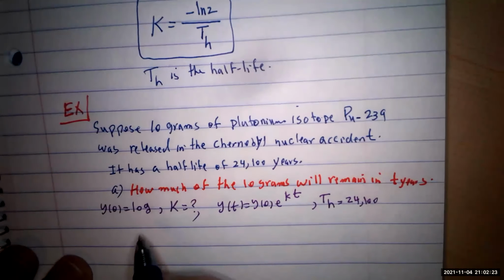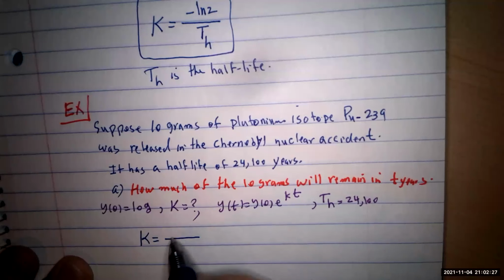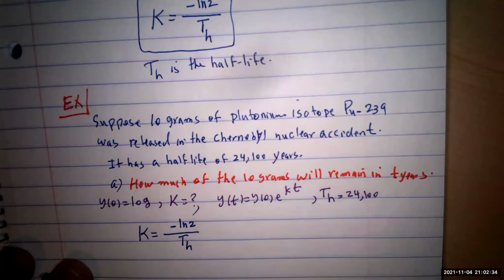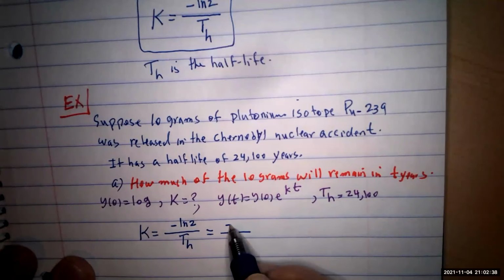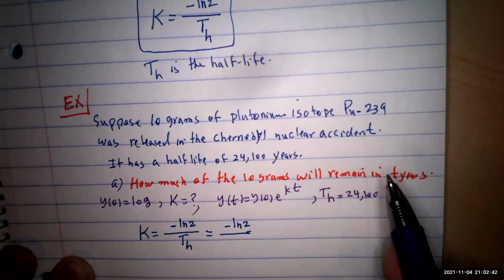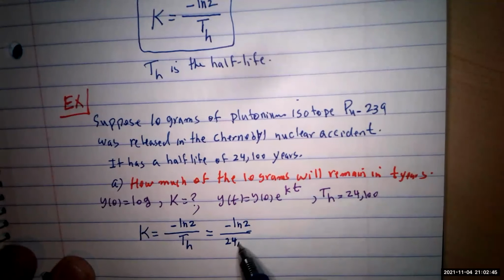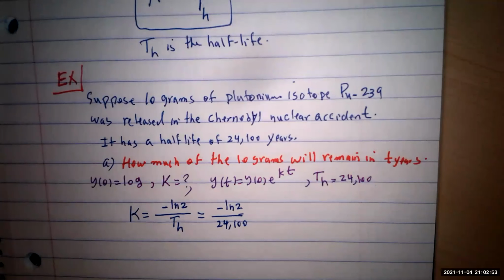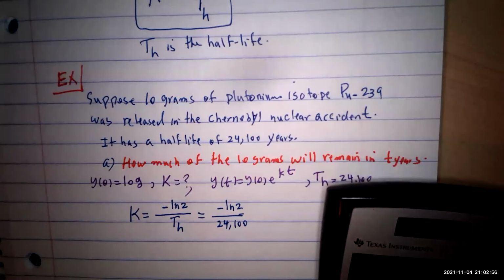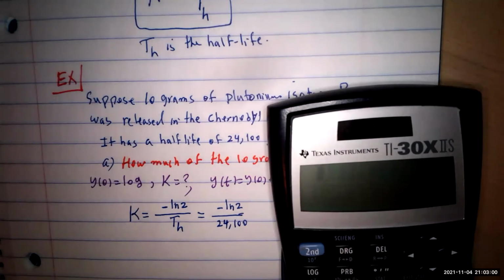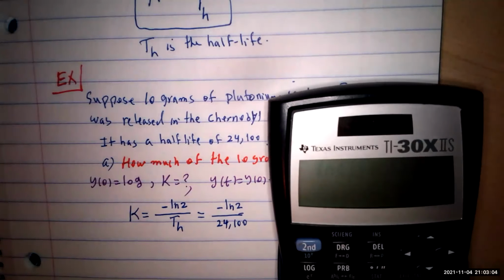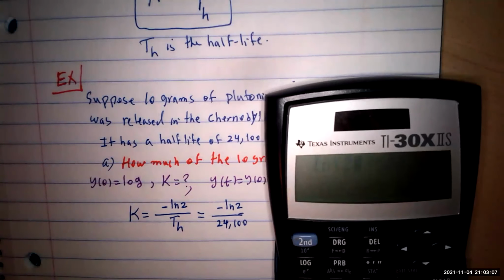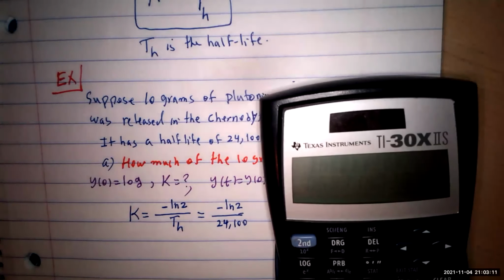So you are going to use the formula that I talked about: K equals negative ln2 divided by the half-life. So this is going to be equal to negative ln2 over the half-life that we have, 24,100. You have to use a calculator to get this number. The ln2 is easy, it's just 0.69. We can check it. ln2 is 0.69, and you divide it by 24,100.